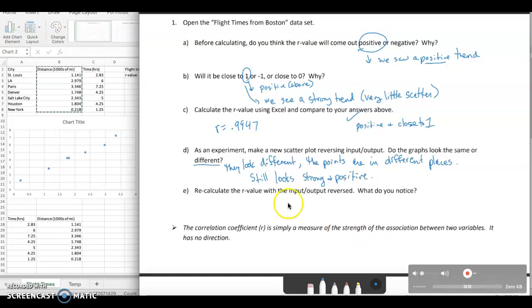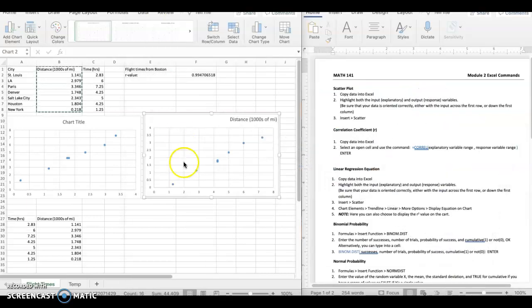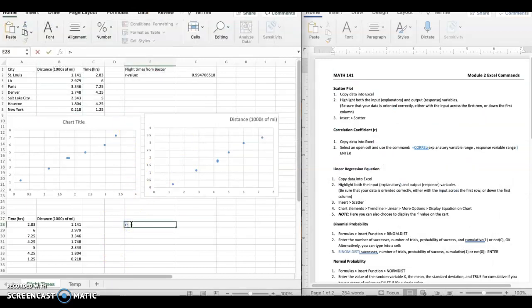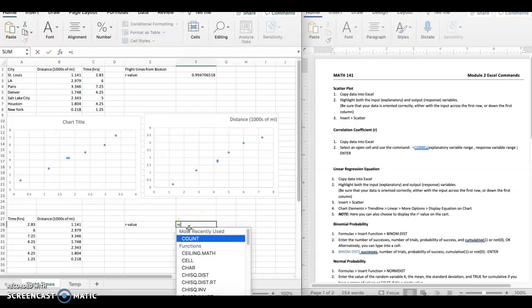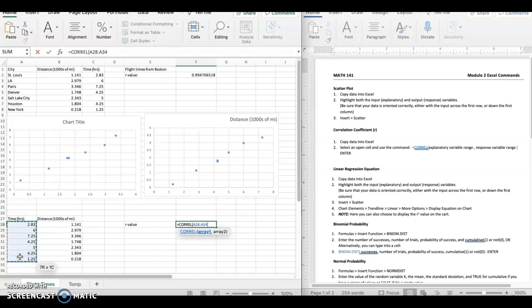And then it says recalculate the R value with the input and output reversed. What do you notice? So if I recalculate this R value and do a new R value down here, equals correlation. This time these are my input, comma, output. Notice that the R value I get is exactly the same though.